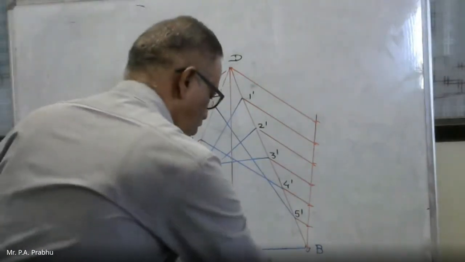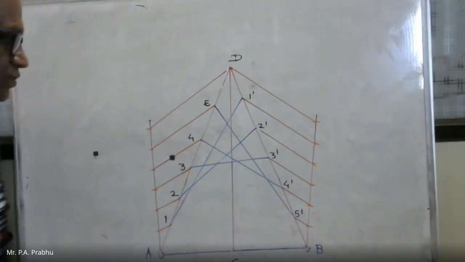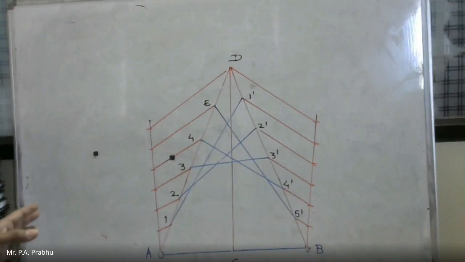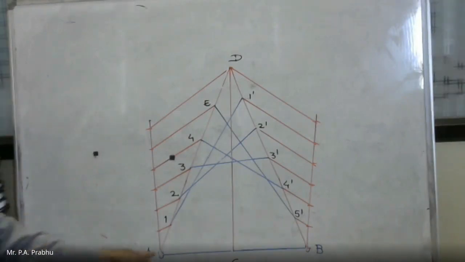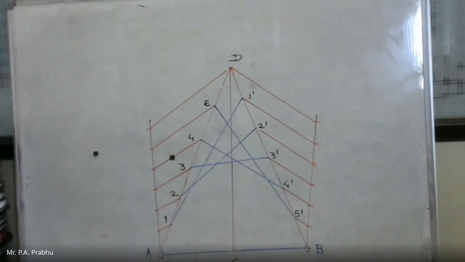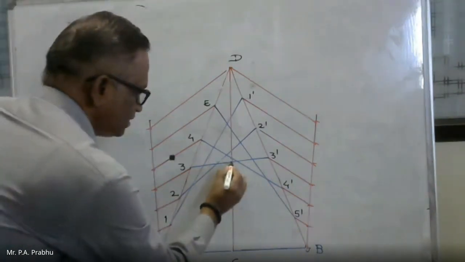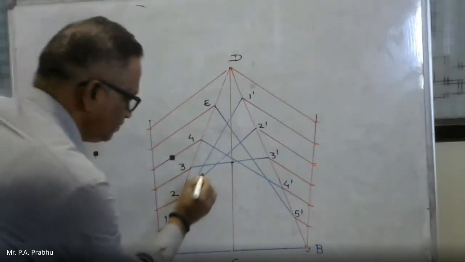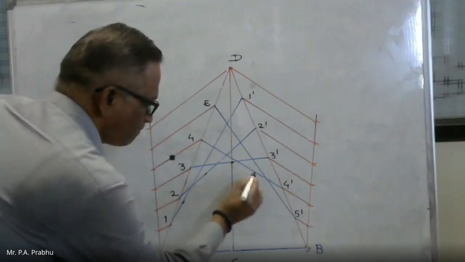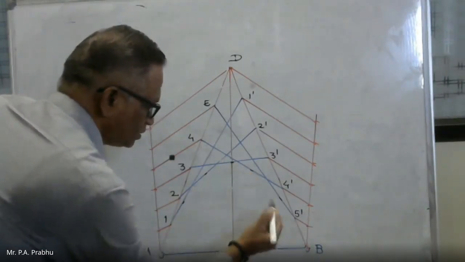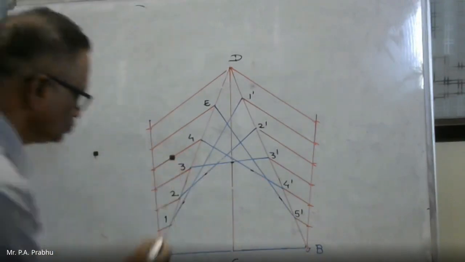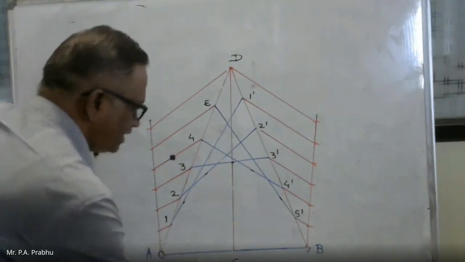Now draw a free hand curve such that your curve must be tangential to all these lines. Okay, so this is our midpoint. I'll simply mark some points at the maximum. Draw the curve such that it must be tangential to all these lines which we have drawn. So start the curve from point A or B.